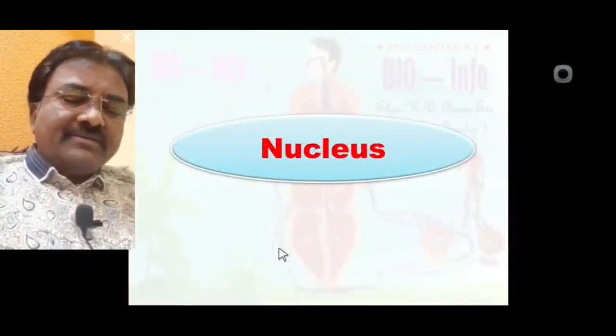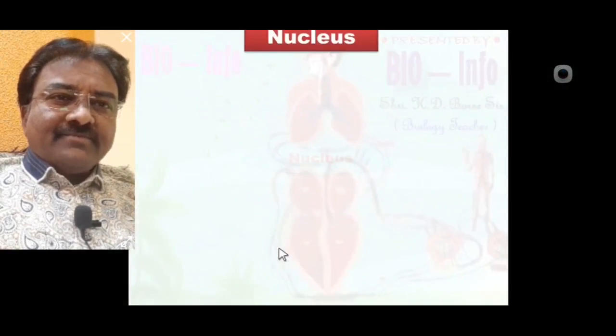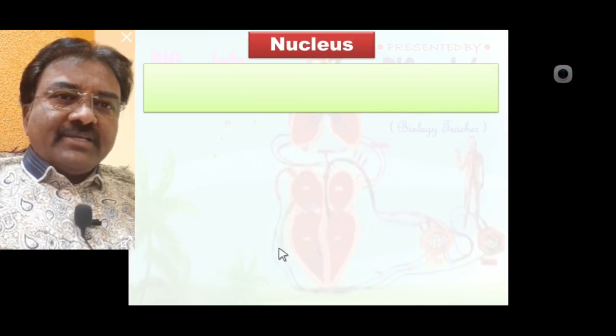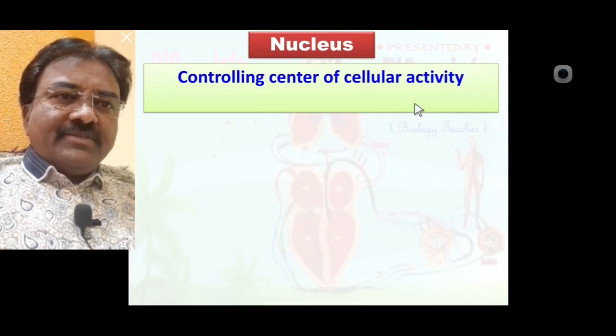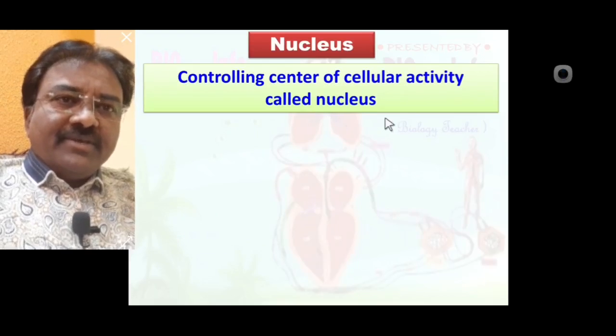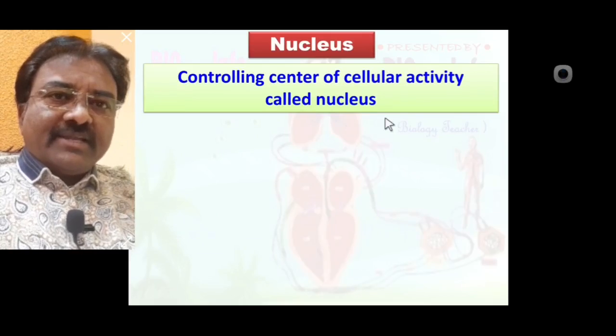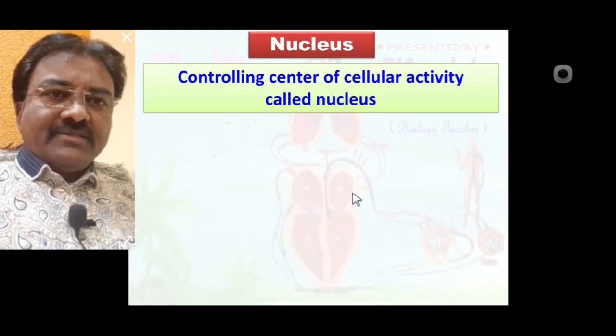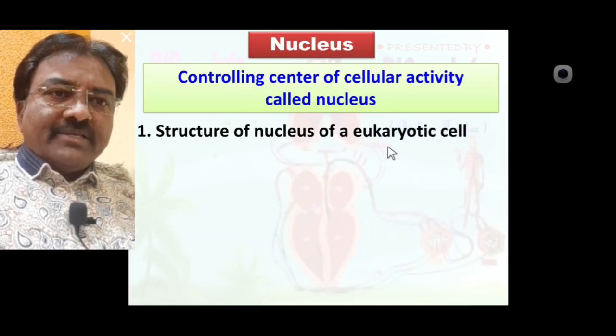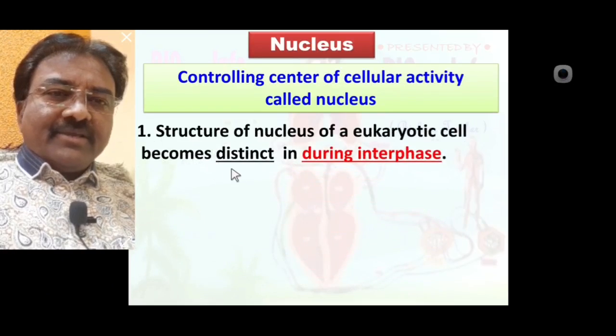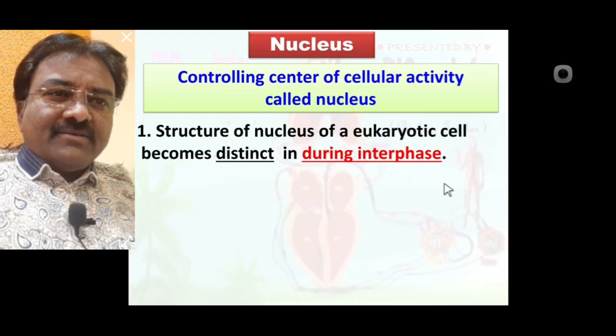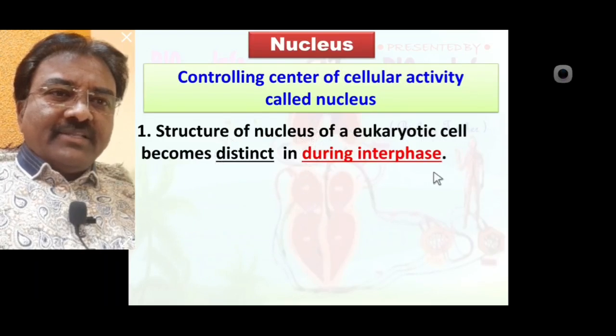Nucleus is one of the eukaryotic cell organelles. What is nucleus? The controlling center of the cellular activity is called the nucleus. The structure of the nucleus of a eukaryotic cell becomes distinct in the interphase of the cell cycle. Means during the interphase of the cell cycle, the nucleus becomes distinct.